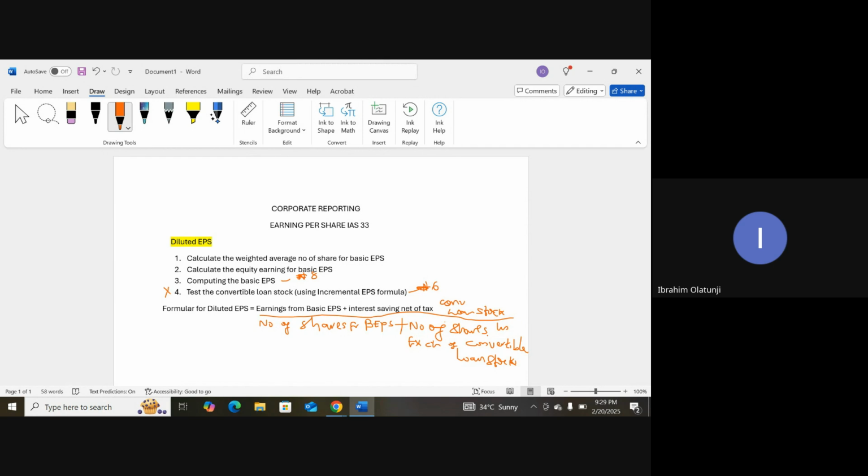But if it is the other way around, let's assume incremental is higher. Suppose the incremental EPS that I calculated is maybe 8 naira, and the basic EPS is maybe 6 naira. Then, when you are computing your diluted EPS, you won't bother to include it. Are you getting it? That's the scenario.